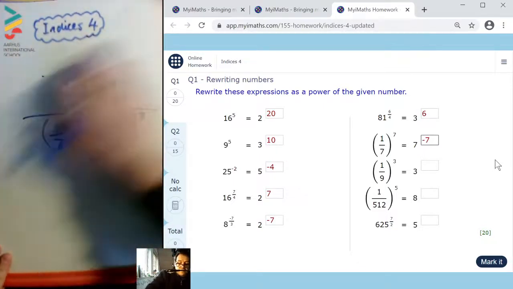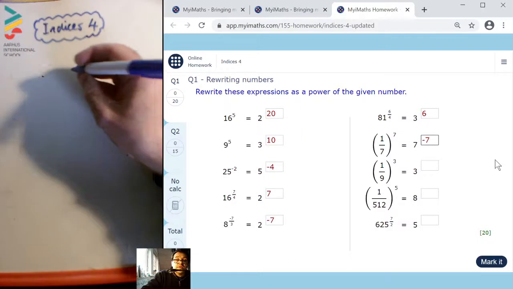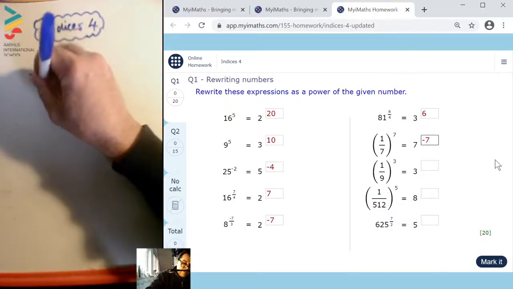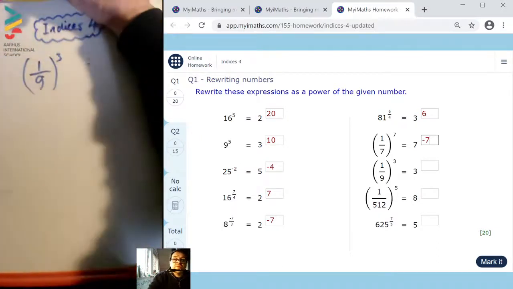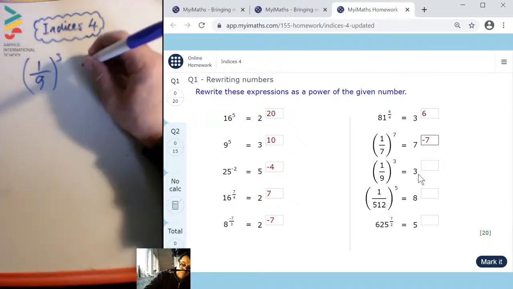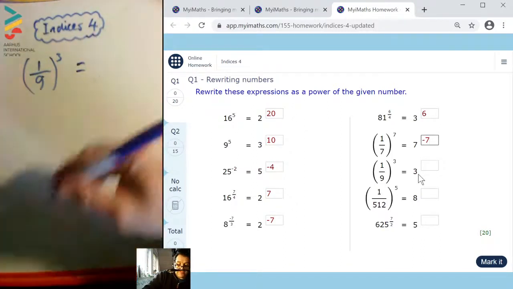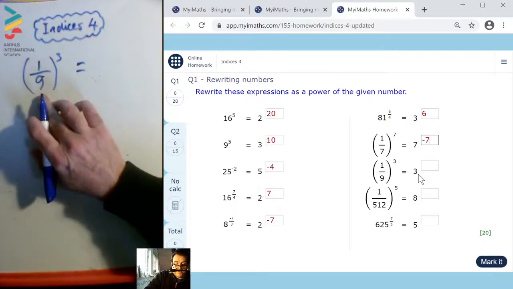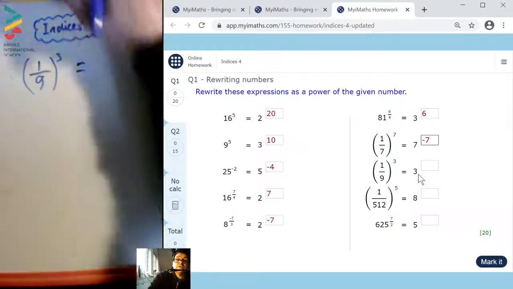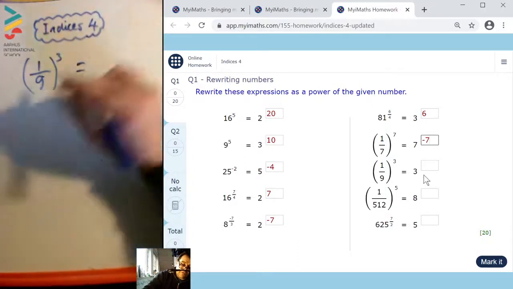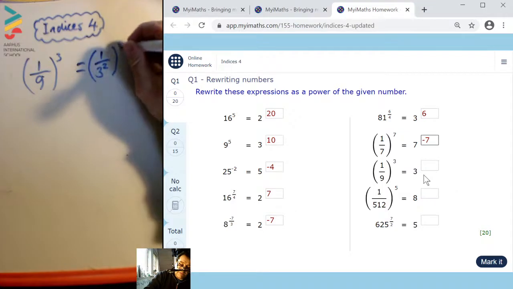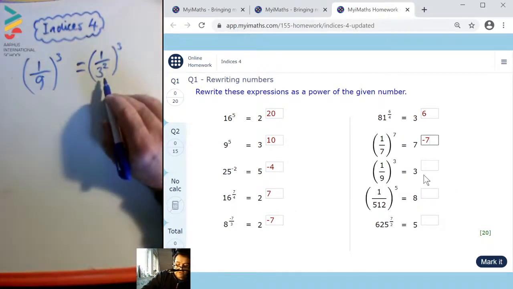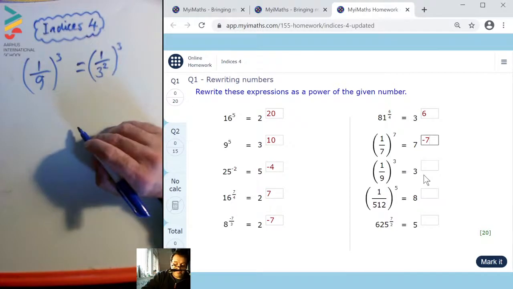Okay, moving on. We have got 1/9 to the power of 3, and we want it written as 3 to the power of something. Well, yet again the question's been constructed so that the number in the original question can be written as a power of the number in the answer. So 9 is a power of 3, so that's the same as 1 over 3 squared to the power of 3. So I've just replaced 9 with 3 squared, because 3 times 3 makes 9.